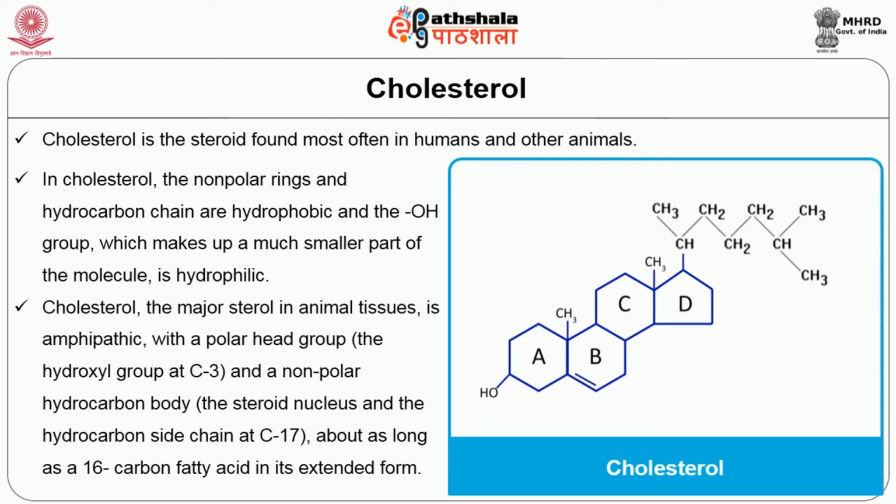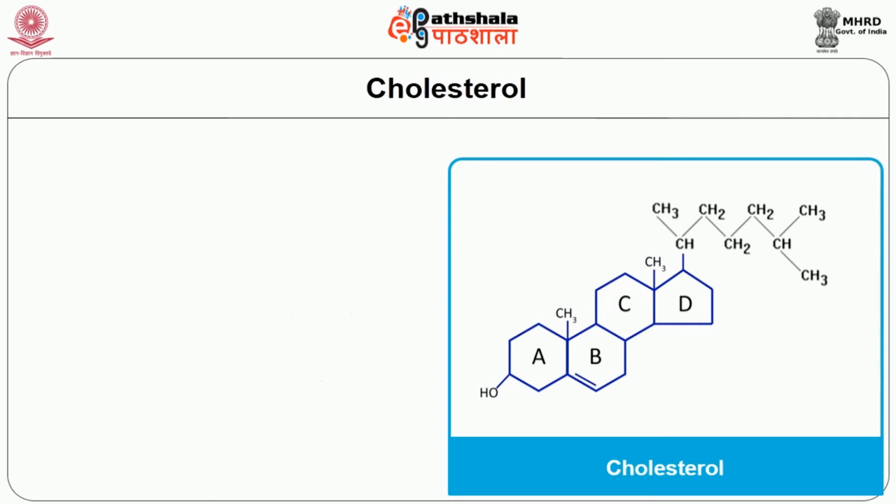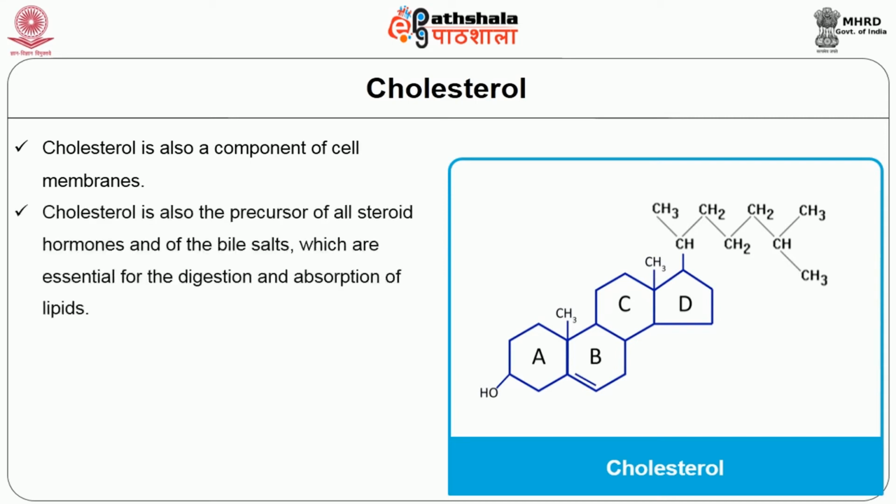Cholesterol is a very important sterol in animal tissues. It is amphipathic because it has both a hydrophilic, polar head group and a non-polar hydrocarbon body, which is the steroid nucleus, and the hydrocarbon side chain at C17, which is a long carbon chain that leads to its extended structure. Cholesterol is a very important component of the membrane along with phospholipid.